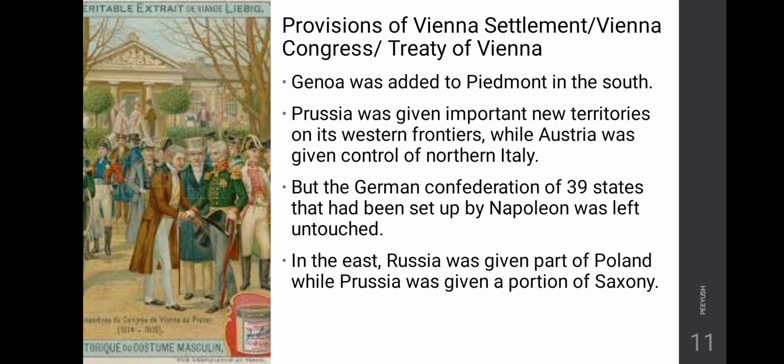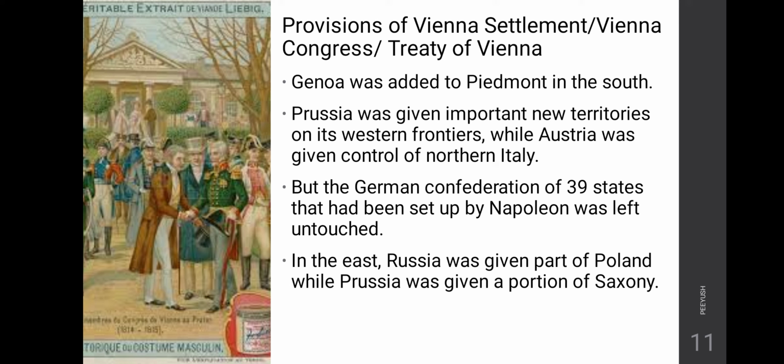Another thing, Genoa was added to Piedmont in the south. In the south, Genoa and Piedmont combined to make a strong state on the boundary of France to stop the expansion policy of France. Prussia was given important new territories on its western frontiers, as Prussia was a winner. I think I said earlier that Prussia is erstwhile Germany. So new territories on its western frontiers, while Austria was given control of northern Italy. So northern Italy came under the control of Austria.